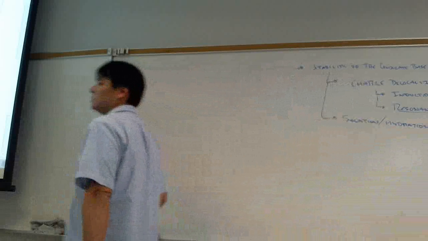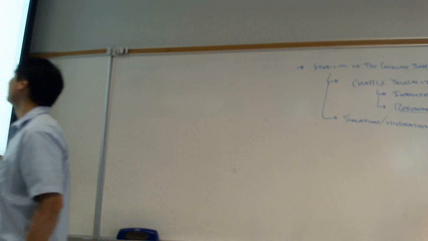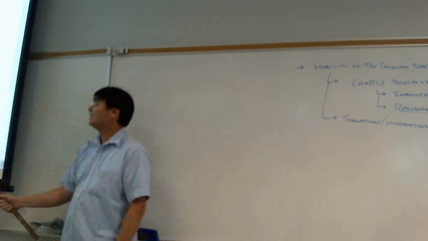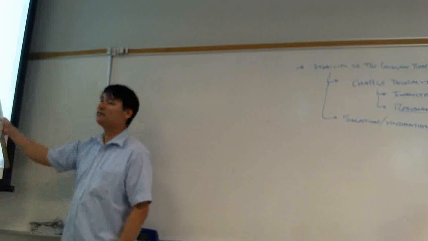And so let's take a look at, oops, I'm just going to erase that. I'm just going to look at it in the figure here. Let's look at HF versus HCl versus HBr versus HI. HI has the weakest bond. HF has the strongest bond.